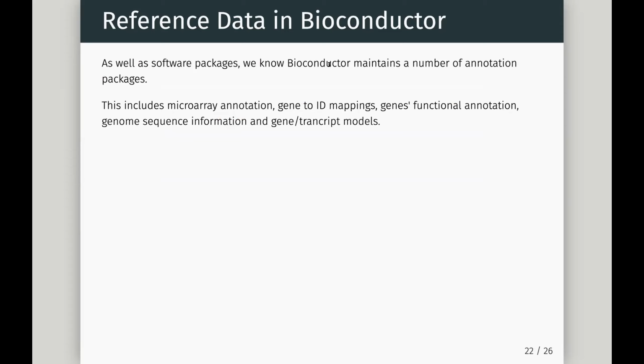We know Bioconductor maintains lots of annotation packages. These include things like microarray annotation: this probe matches to this part of the gene. Gene to ID mappings, gene functional annotation. So when we want to do things like gene set enrichment analysis or GO enrichment analysis, we need to know this gene is in this particular function, this gene does this action. And really important for any basic processing, we have genome sequence information.